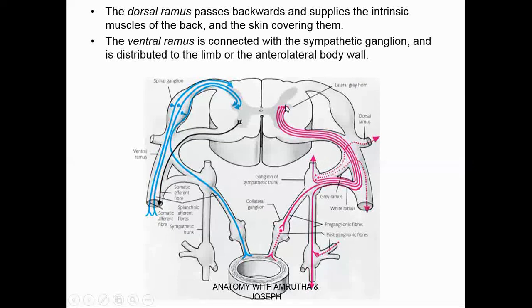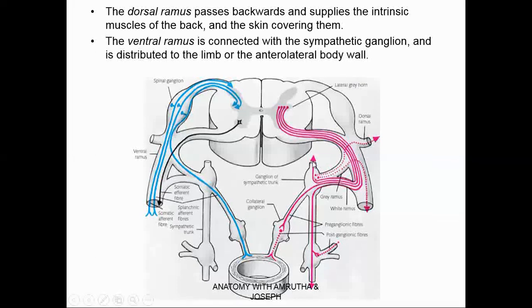Now, let's see once again the fate of the white rami communicantes. I said before that they synapse in the sympathetic ganglia, and the gray rami communicantes arise and reach the spinal nerve. But in some cases, the white rami communicantes do not relay here. They go to the superior aspect, or they go to the inferior aspect. Now, why is it so? We have the sympathetic chain, which ranges from the base of the skull down to the coccyx.